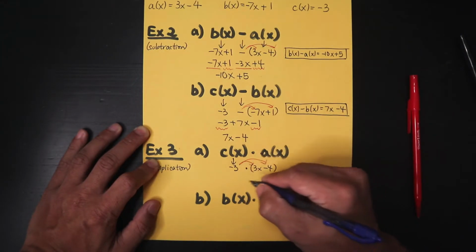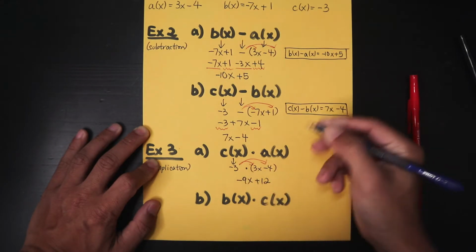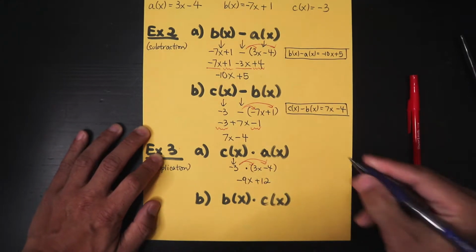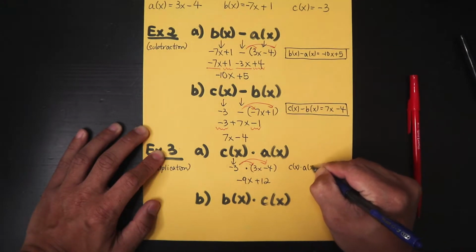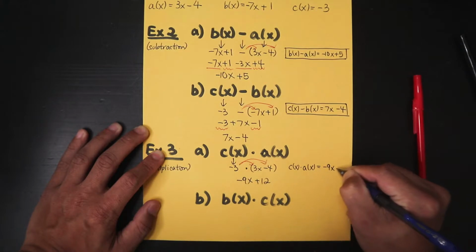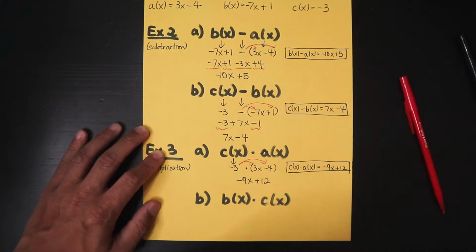Negative 3 times 3x is negative 9x. And then negative 3 times negative 4 is positive 12. And then boom, that's your answer after the distributive property. So you're going to write c of x times a of x is equal to negative 9x plus 12. And then that's your multiplication of c of x times a of x.